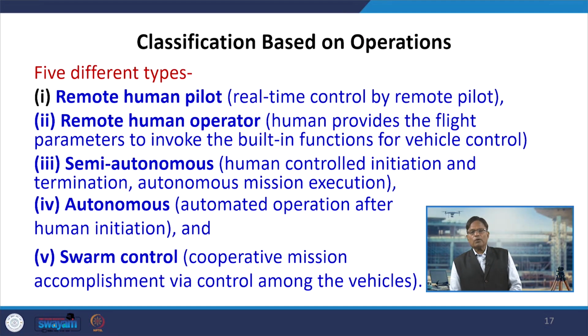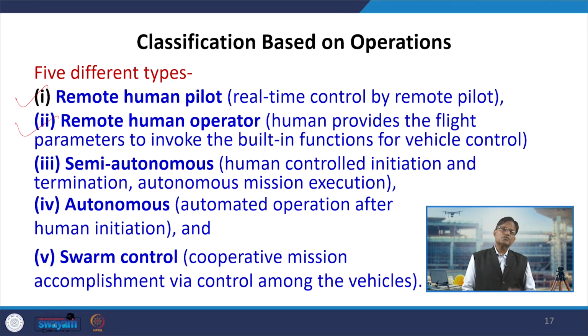Now, the second category of classification is based on the operation of the drone. There are 5 different types of drones. One is the remote human pilot, which is real time control by a remote pilot. The second category is the remote human operator, where the human operator provides the flight parameters to invoke the built-in functions for controlling the vehicle. That is called the remote human operator.